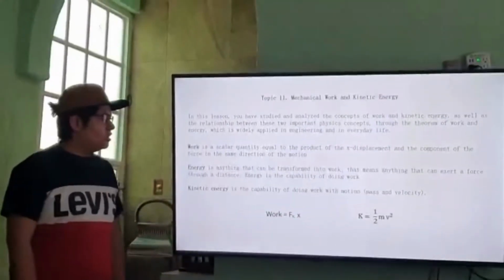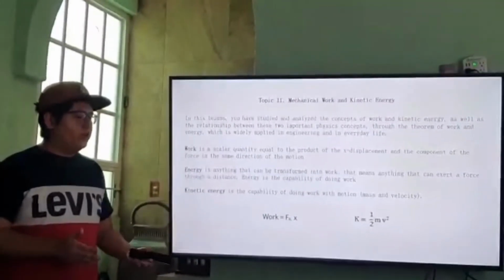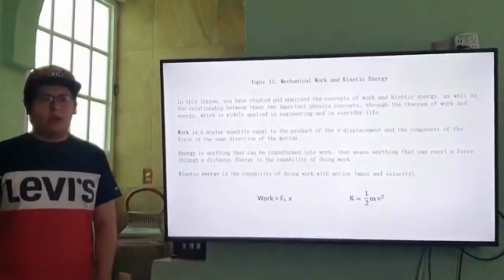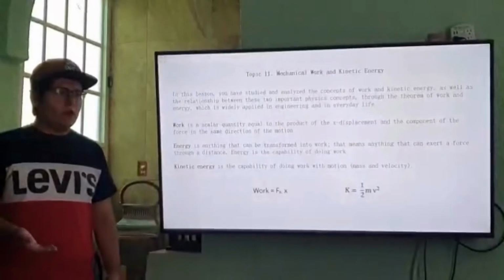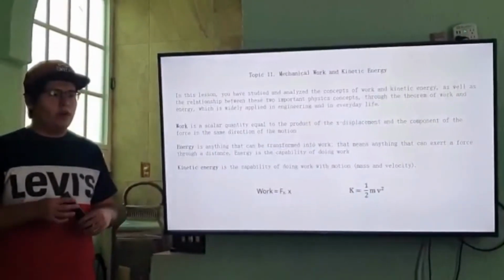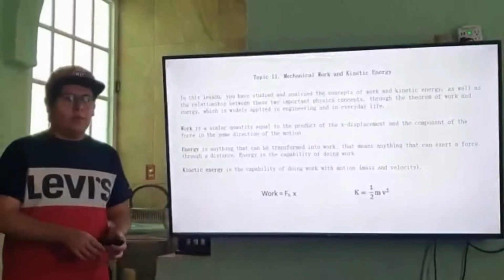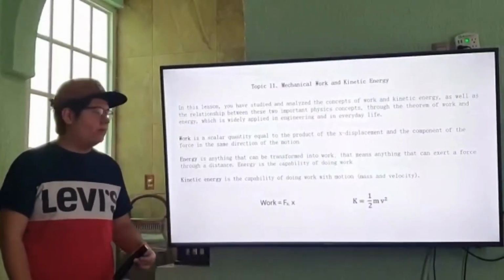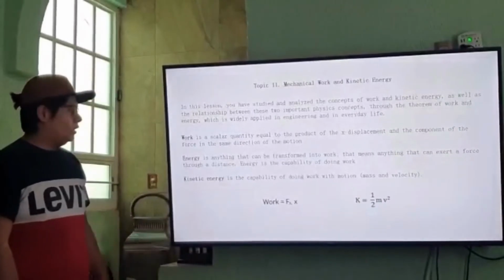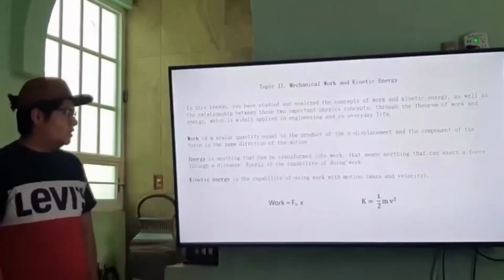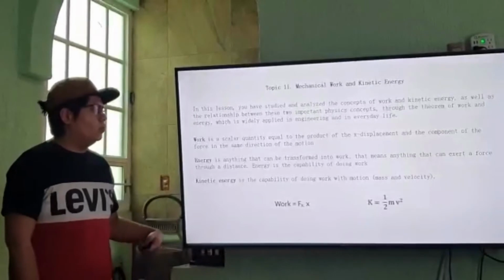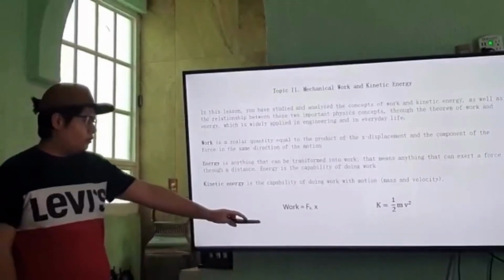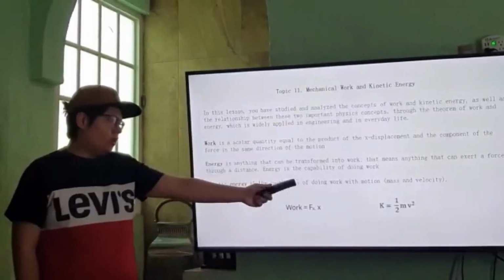Energy is anything that can be transformed into work. If I push something, my energy is transforming into work to push that thing. Kinetic energy is the capacity of doing work in motion, taking the mass and the velocity. This is the formula for work, and that is the formula for kinetic energy.